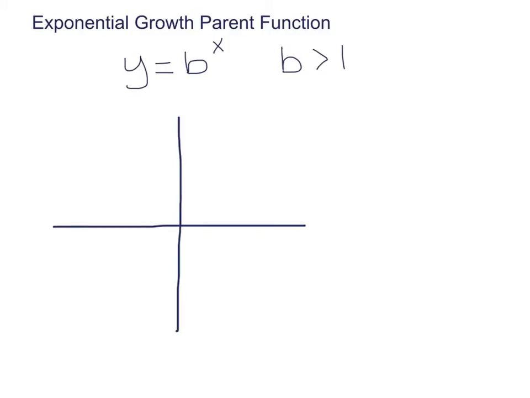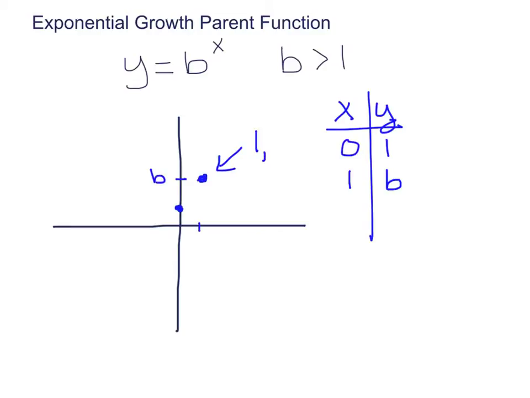Let's start with 0. Anything raised to the 0 power is 1. So for any of these, if we made a table, when x is 0, we would get 1. And then if x was 1, b to the 1 power is always b, whatever b is. It could be 2, 3, 4, it doesn't matter. So we'll just call this b. So that point right there is (1, b). And that point right there is (0, 1).